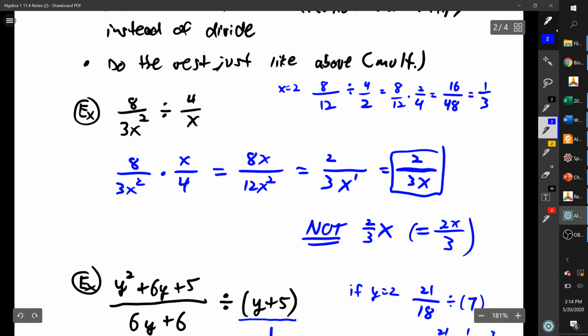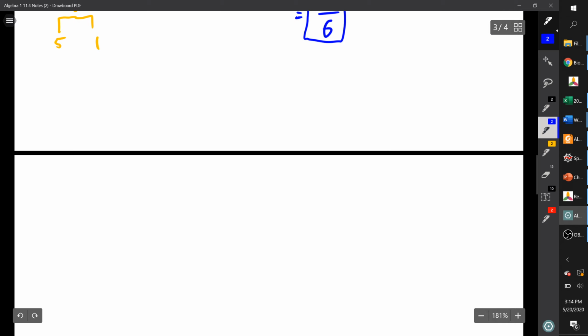1/3. Now, with what I have here, if I plug 2 in for x again, what do I get? I get 2 over 3 times 2. That's 2 over 6, which is 1/3. So I get the same thing. And if you want to, you can check your answers like that.